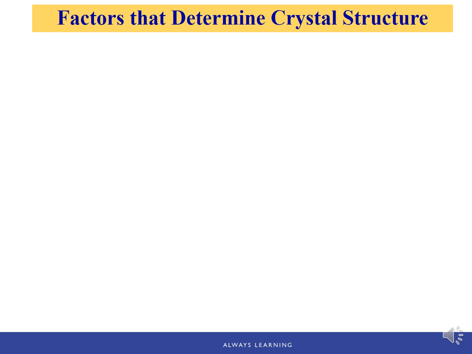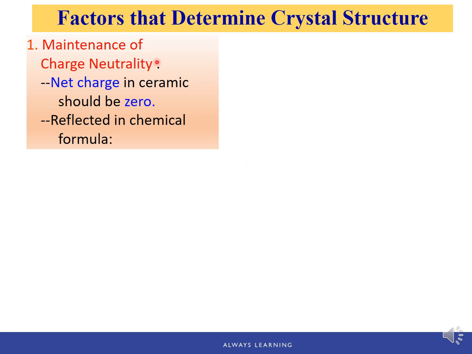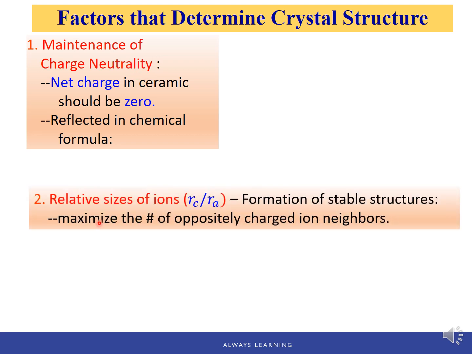So what factors determine the crystal structure of ionic ceramic materials? Well, two characteristics of the component ions in crystalline ceramic materials influence the crystal structure. The first one is the magnitude of the electrical charge on each of the component ions. And the second factor is the relative sizes of the cations and the anions. For the first characteristic, the crystal must be electrically neutral. In other words, the net charge in the ceramic should be 0.